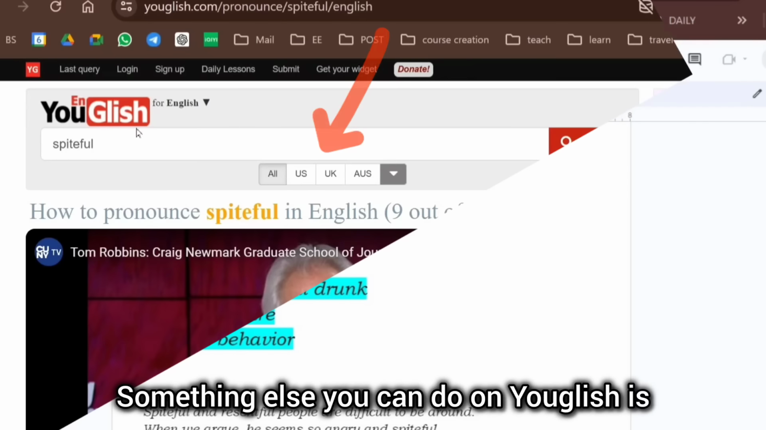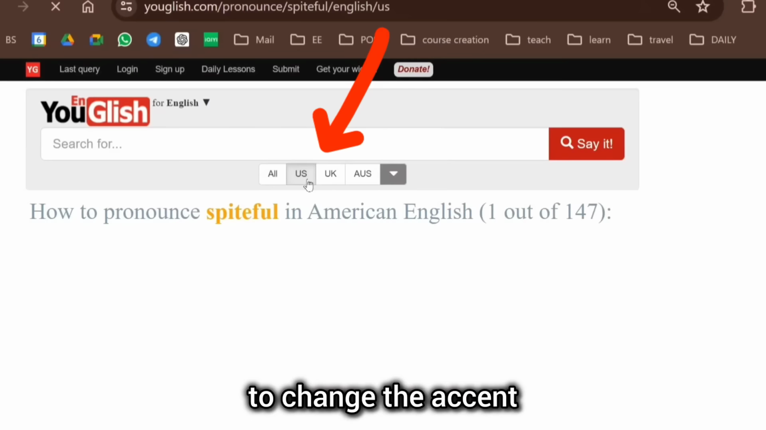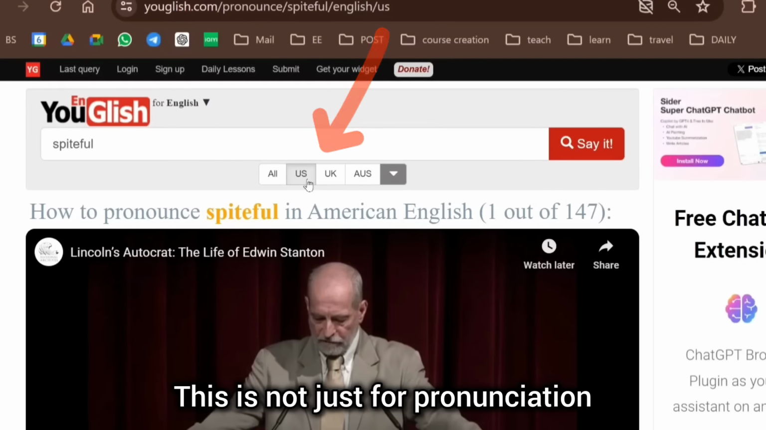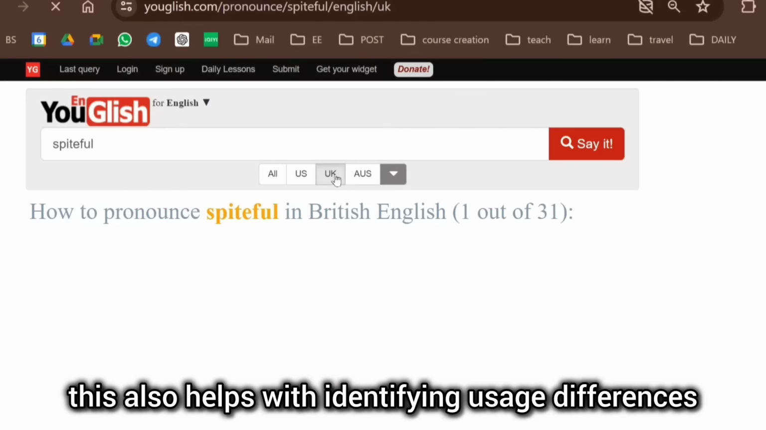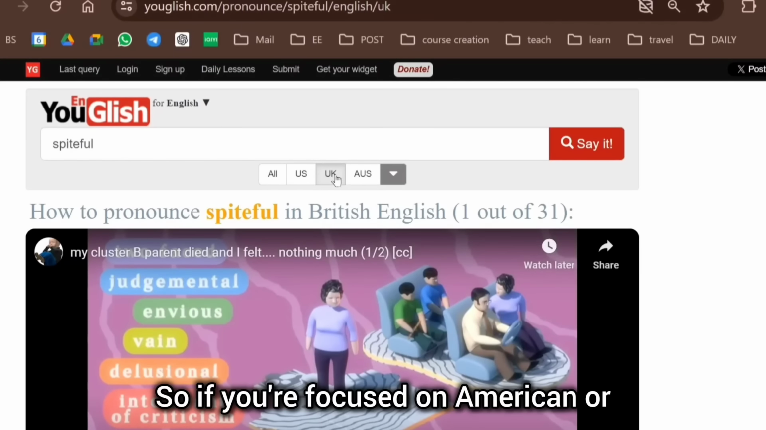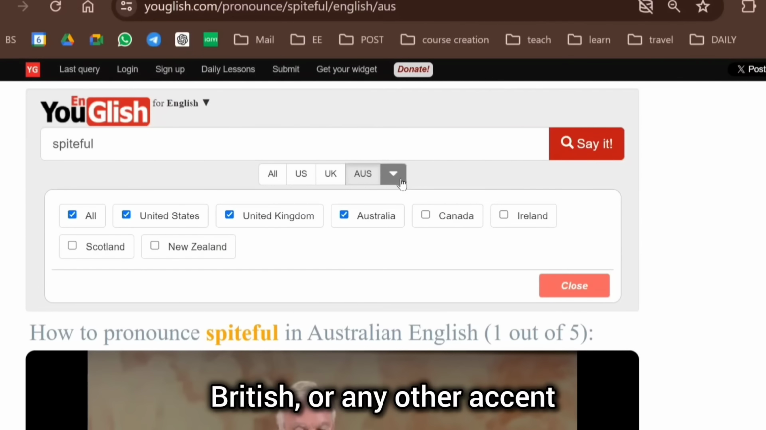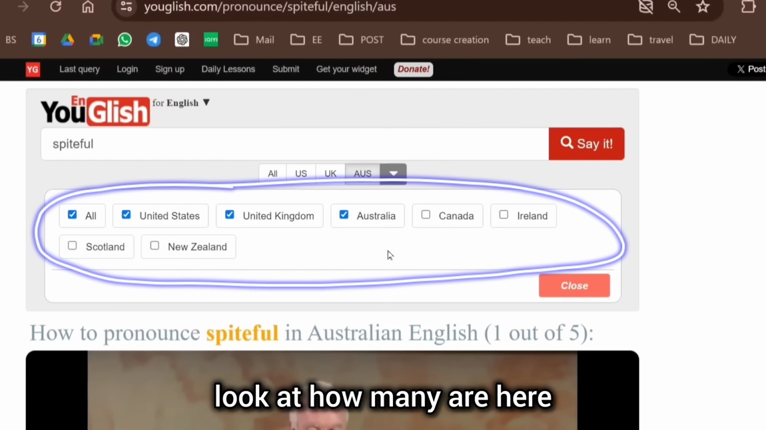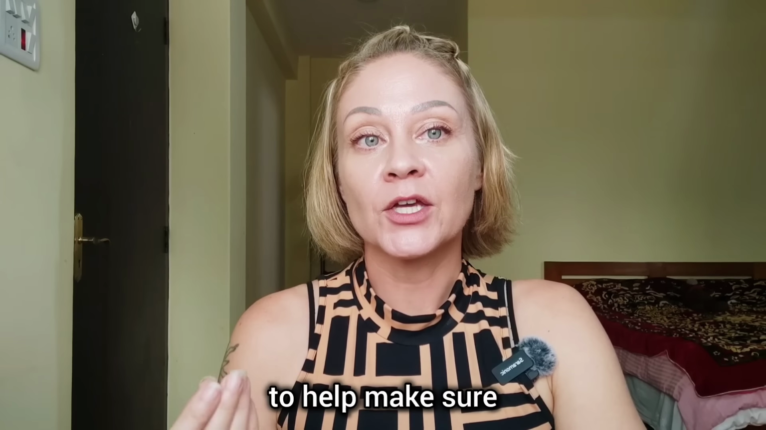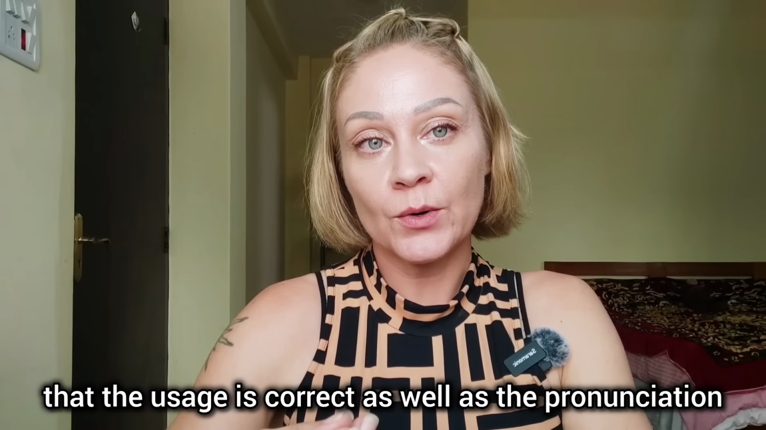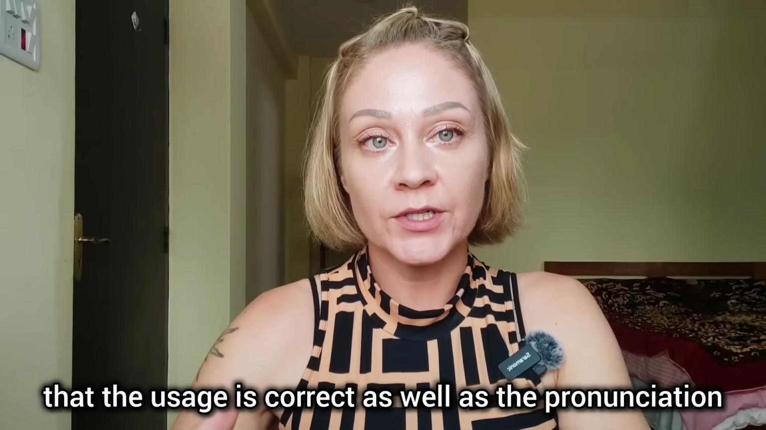Something else you can do on Yoglish is to change the accent. This is not just for pronunciation, this also helps with identifying usage differences. So if you're focused on American or British or any other accent, look at how many are here. You can use this feature to help make sure that the usage is correct as well as the pronunciation.